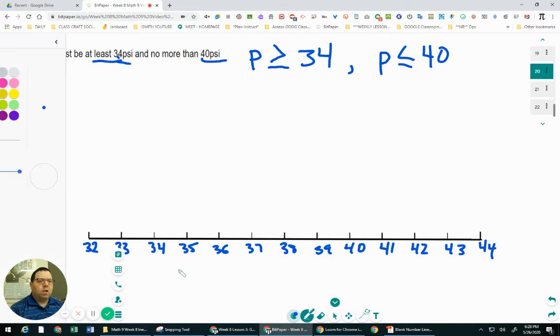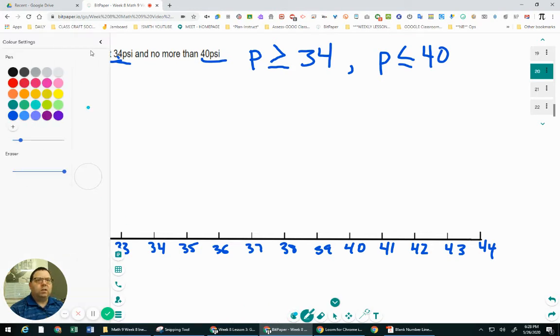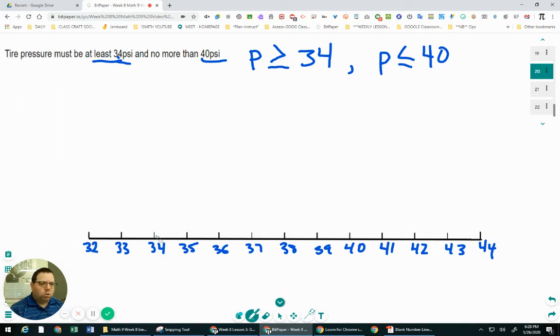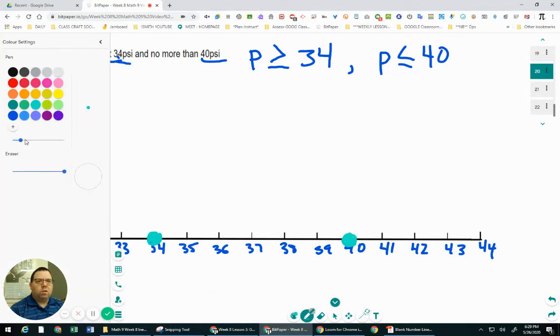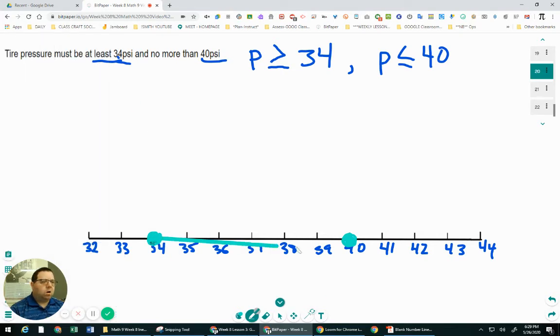Doesn't matter. I'm going to use just a slightly different color. So boundary point on the left, boundary point on the right. And guess what we get to do? That's right. We get to color these in. Now, that worked pretty good last time, so let's do a little bit of a thicker line and connect our boundary points. Now, of course, that means any tire pressure, right?